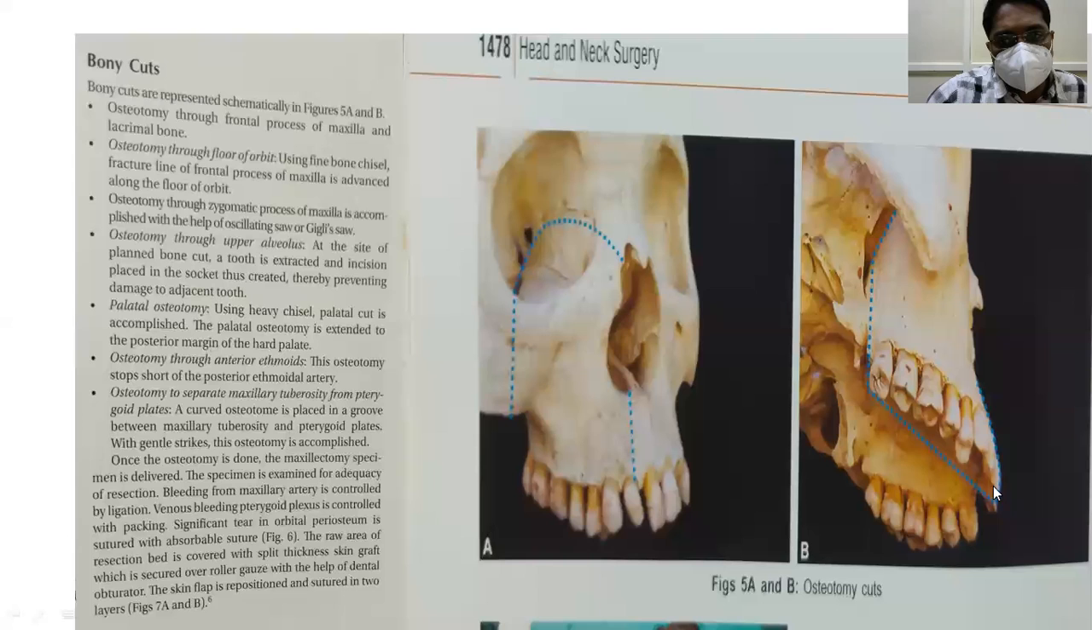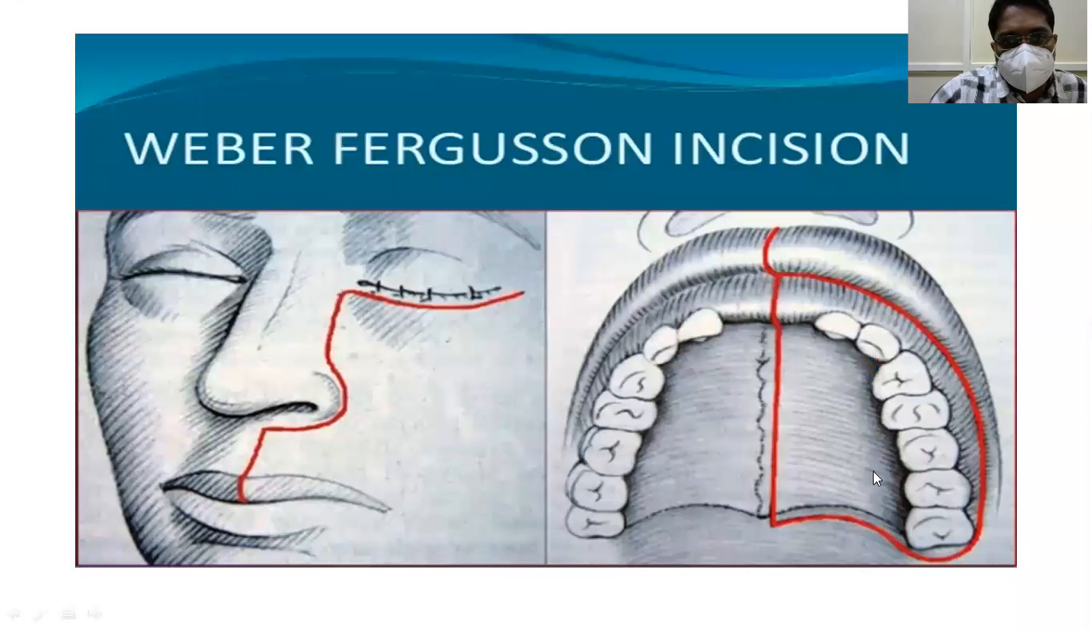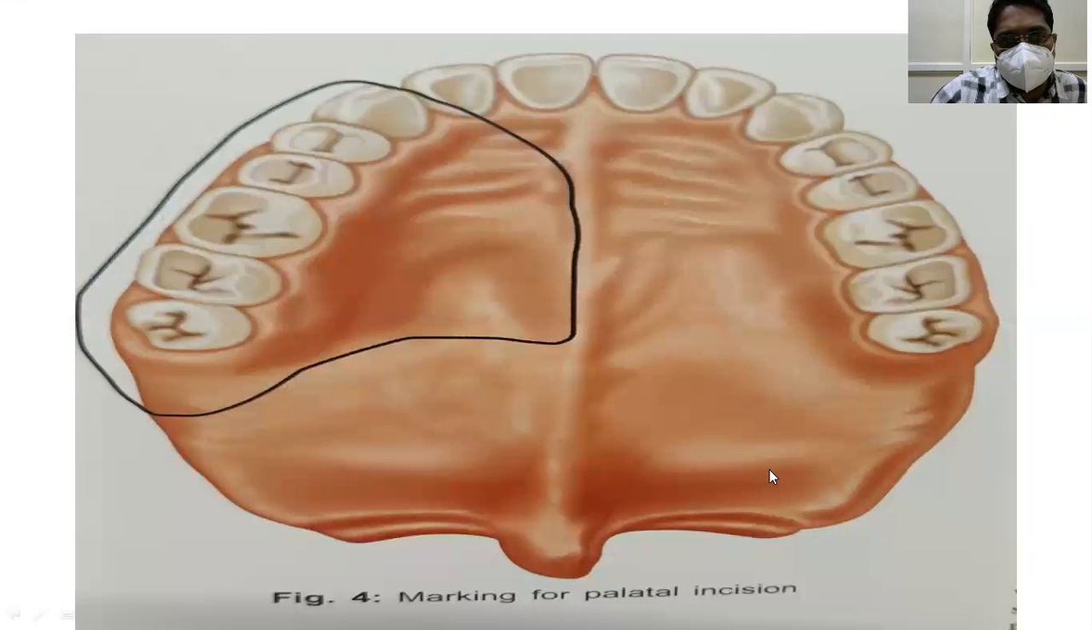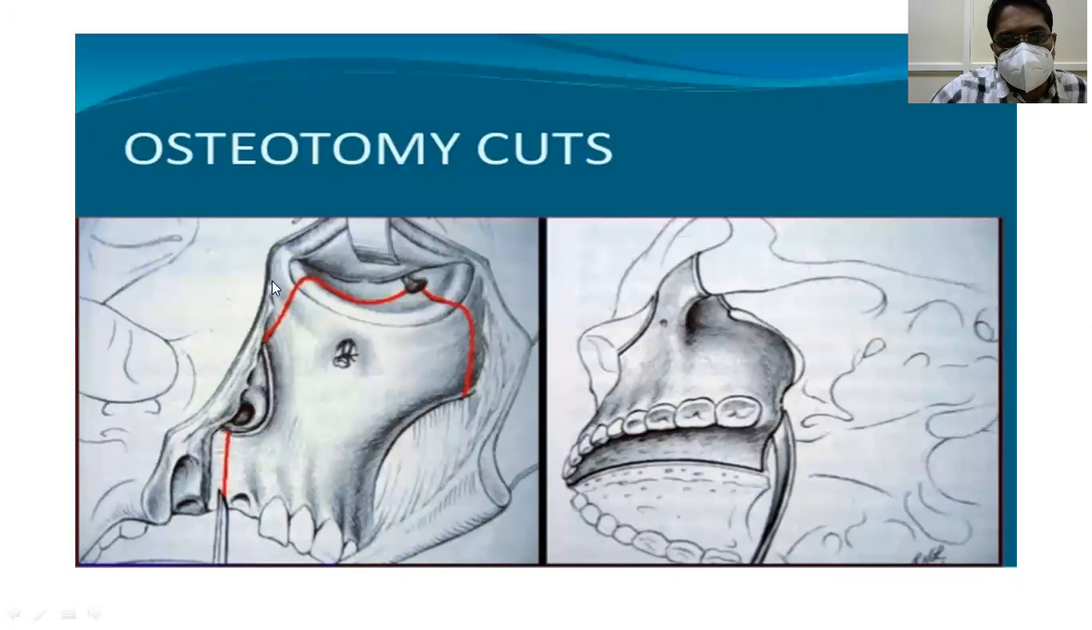Osteotomy to the upper alveolus, and palatal osteotomy. See, using a heavy chisel, the palatal cut is accomplished. The palatal osteotomy is extended up to the posterior margin of the hard palate, up to here. Okay, this is the way of doing maxillectomy cuts. Okay, I told you this Weber Ferguson's incision. This is the palatal cut. Okay, you can see this marking for palatal incision. These are the osteotomy cuts, floor of the orbit and all, removing from the maxillary tuberosity.